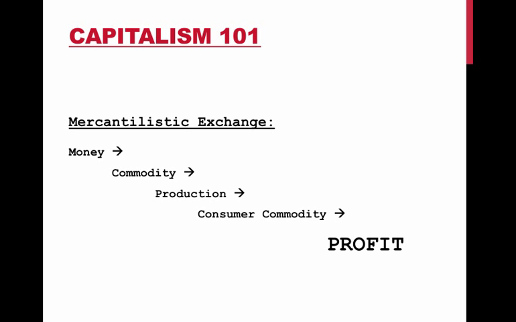Somebody takes money and they buy capital goods or commodities, be it wood or minerals or metals, and they use these to transform them in the production process. So the wood and the metals in the production process get transformed by laborers in the means of production, so in the factories on the land, to become consumer commodities, be it like desks.